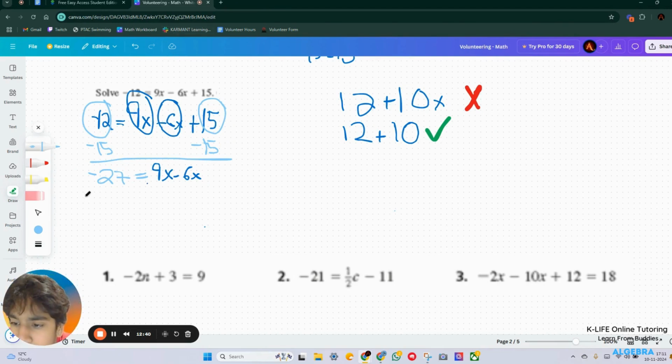So now we have negative 27. Oh, first I forgot to tell you how to do it. Sorry. Since we have 9x and minus 6x, you basically just don't focus on the x, because you know that a 9x minus a 6x is just doing 9 minus 6, because x and x are like terms, they're the same variable.